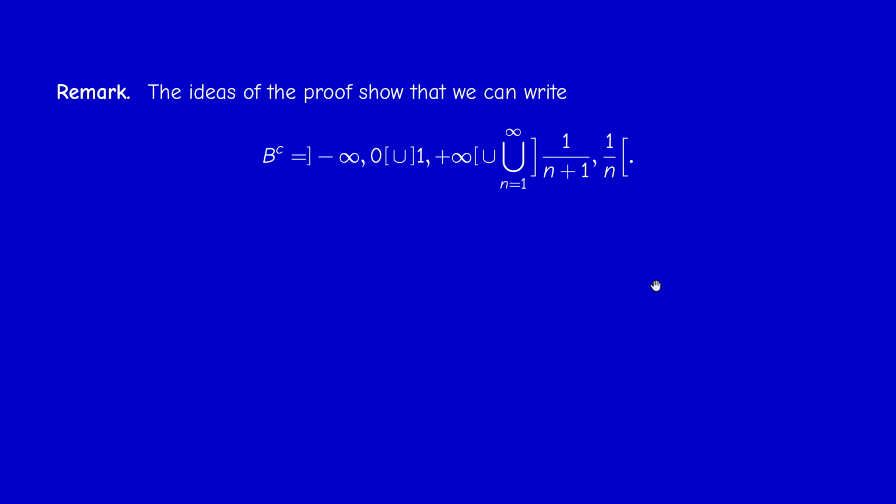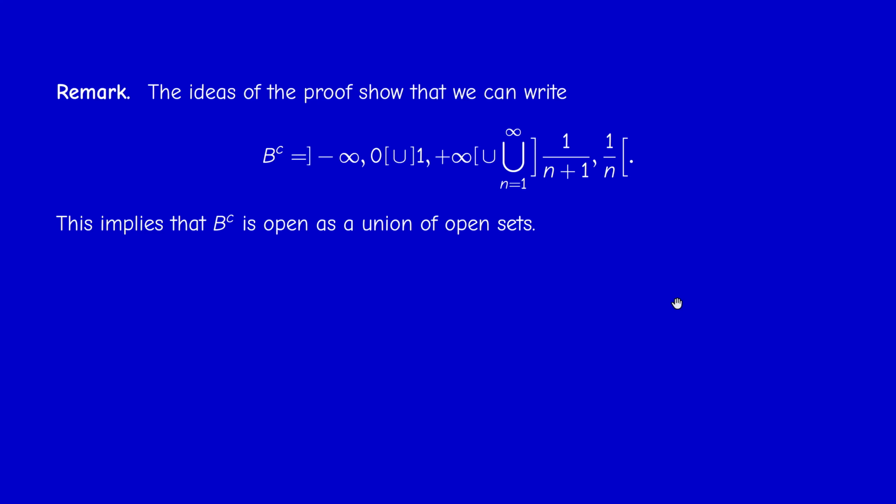Why is it open? Because it's clear now that it's a union of open sets, of open intervals. So BC is open, and therefore B is closed. Now, the other methodology of proving that B is closed, by proving that it's equal to its closure, is a little bit cumbersome to write, so I didn't use it. This is easier actually.